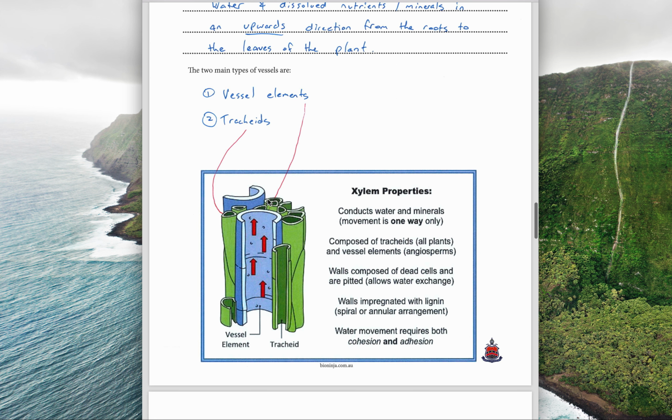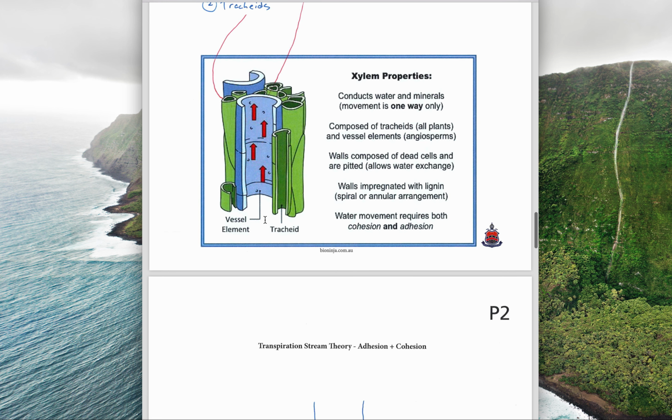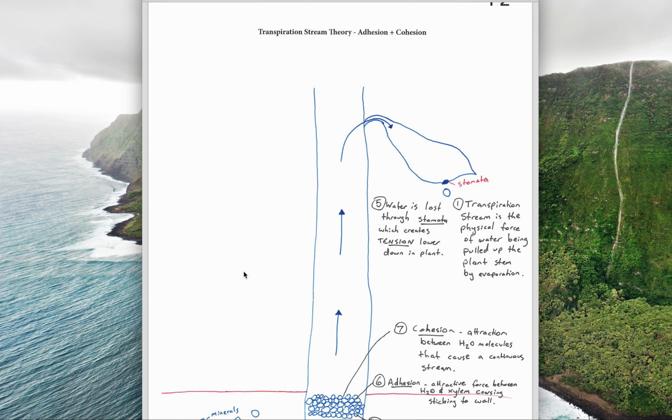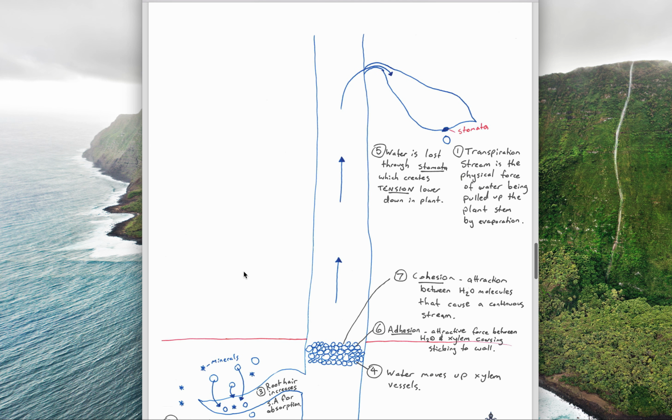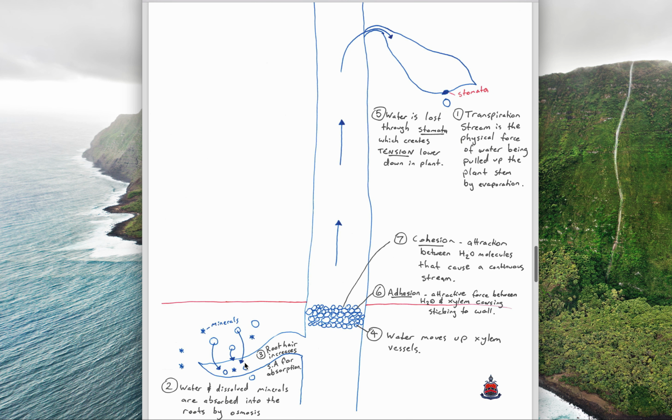The xylem is composed of two different types of vessels: the vessel elements and the tracheids. This is going from the roots up to the leaf. The important thing here is the transpiration stream theory. We have adhesion and cohesion, which are two forces acting on water particles that help this occur. Your water is basically being sucked up from the roots. The water travels across from the soil into the roots as it gets sucked up the plant.